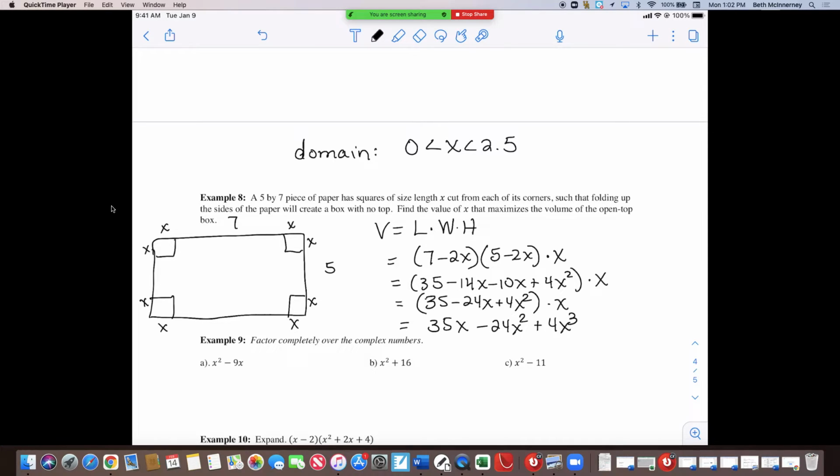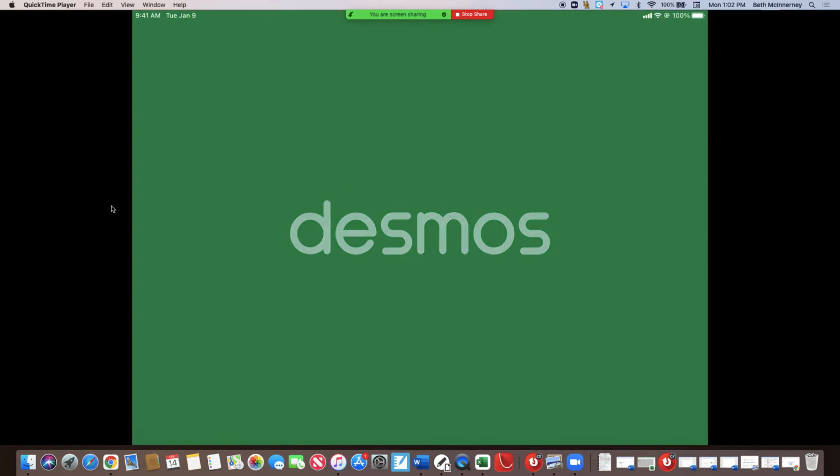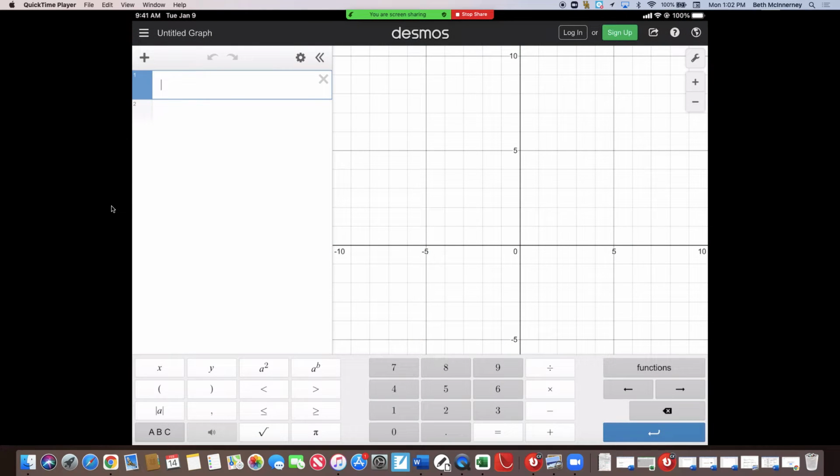We actually can't do this one algebraically, so watch what we're going to do. I'm going to grab my Desmos, and if you have a graphing calculator, you could do that or just watch me. This is going to go y equals 35x minus 24x squared plus 4x cubed.